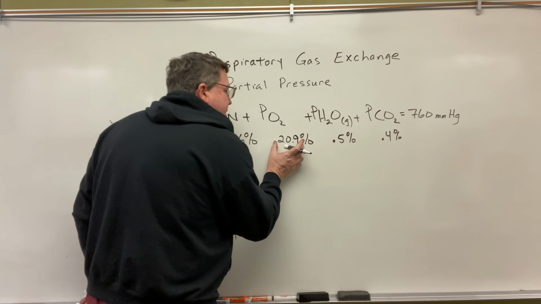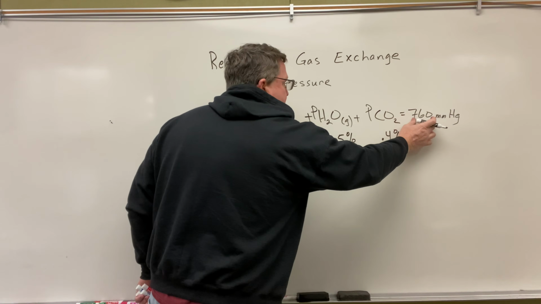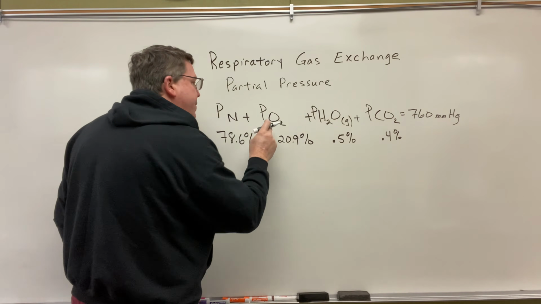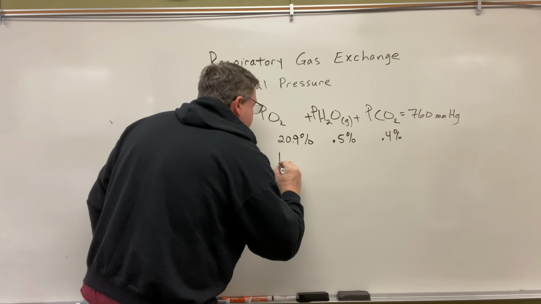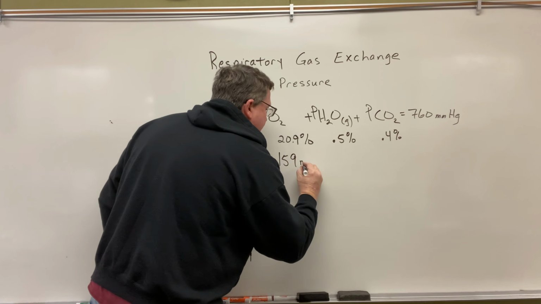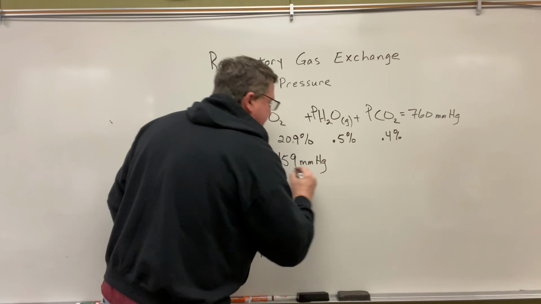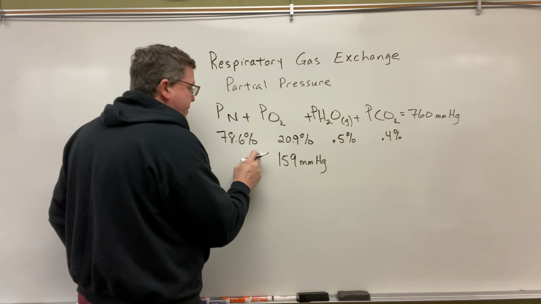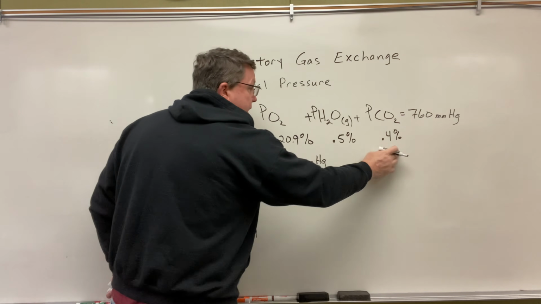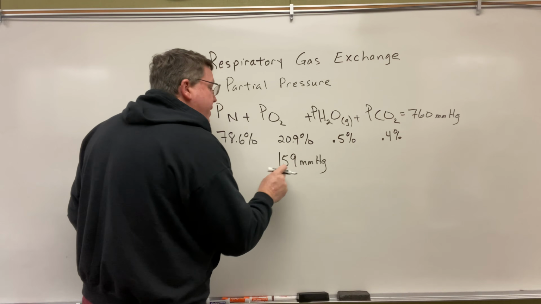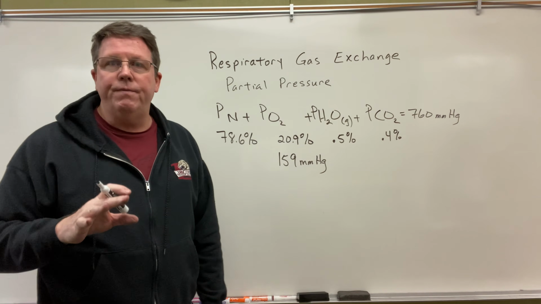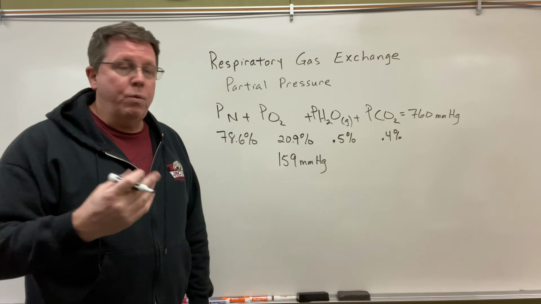So now if I take this percentage and multiply it by this, I will find out that my oxygen makes up about 159 millimeters of mercury pressure. This is what I'm interested in. I'm not too interested in the others because they're so small. This is going to make up about 159 millimeters of mercury pressure.